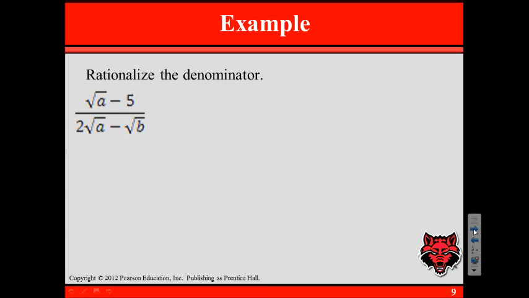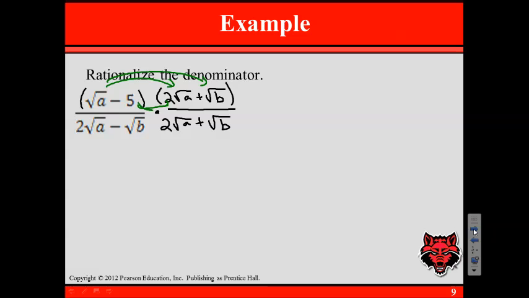Let's try another example. Here we have square root a minus 5 all over 2 square root a minus square root b. Because we have subtraction in the denominator, again, we want to use the conjugate. So we multiply top and bottom by 2 square root a plus square root b. We change the sign in the middle, but we use the same terms. In the numerator, we're going to FOIL again. And in the denominator, we'll do our special multiplication. Numerator, we draw our FOIL arrows first, outer, inner, and last.